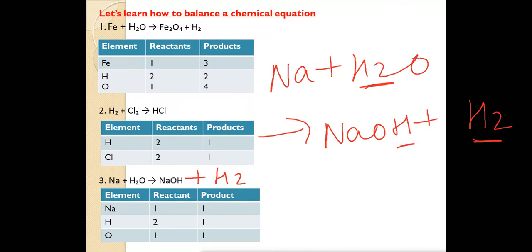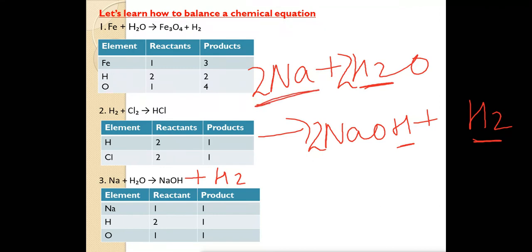So how will we balance this one? We will put a 2 over there. So now we have 4 atoms of hydrogen, and over there if we put a 2, then 2 plus 2, 4 atoms of hydrogen and 2 atoms of oxygen. On this side also we have to put a 2. So now our reaction is balanced. Twice Na plus twice H2O gives twice NaOH plus H2.